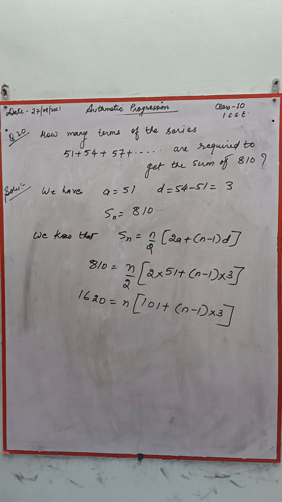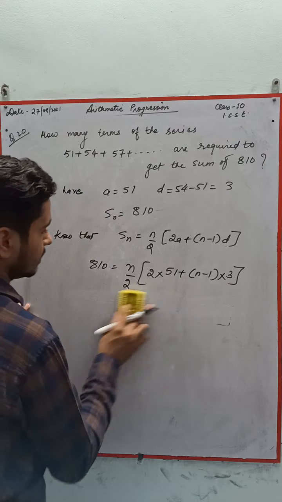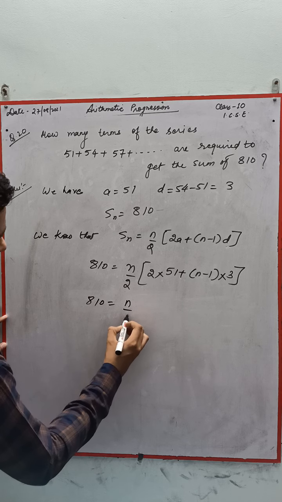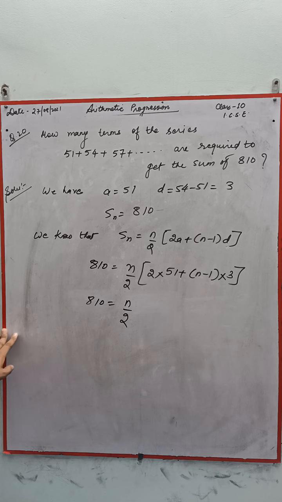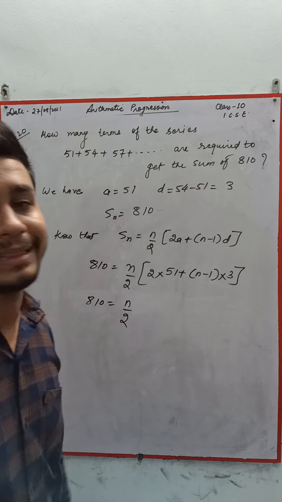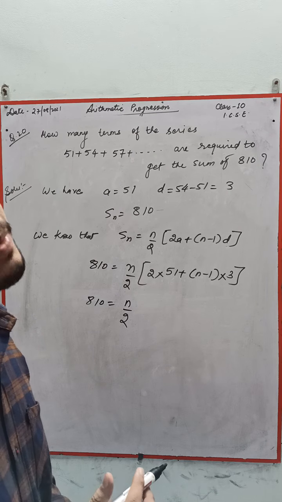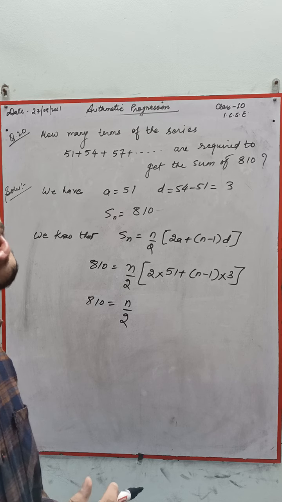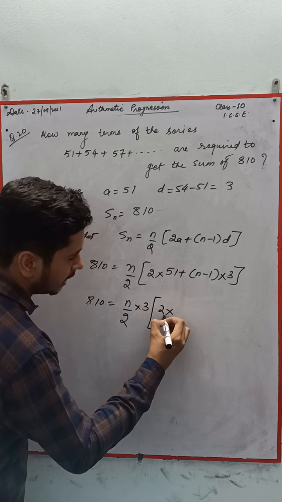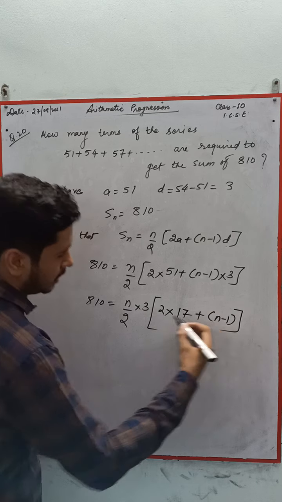One thing can be done here. Before writing this step, first of all, let me do one thing. See, that is somewhat easier. 810 is equal to n upon 2. Can we take 3 common from this one and this one? Because 51, we can take 3 common because 51 is divisible by 3. So I am taking 3 common. So here 2 into 51, I am taking 3, so 34 will be left, n minus 1.